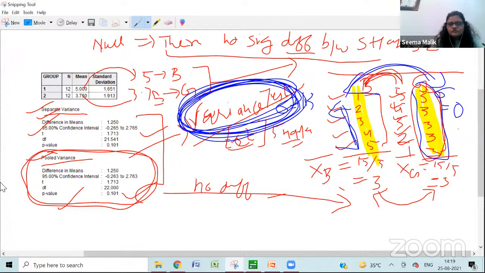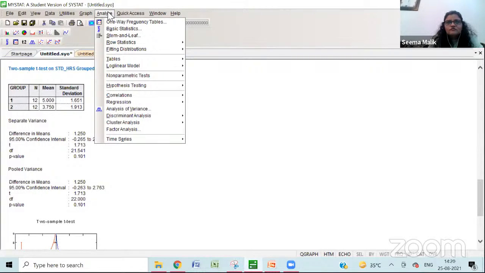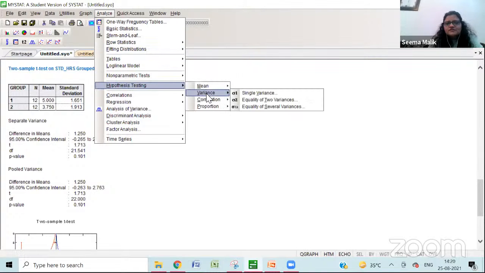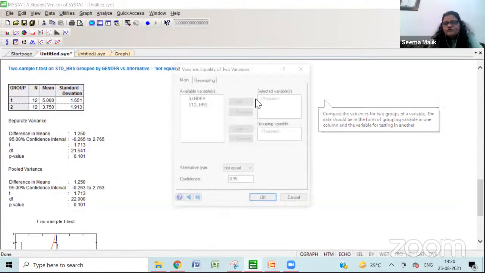So how are we going to perform this variance test? I'm going back to MYSTAT, in the same file, to analyze. These are the steps: analyze, hypothesis testing, variance. Whether two variances are equal or not, then equality of variance. You will have a short description over here: compare the variance for two groups of a variable. The data should be in the form of a grouping variable, and we have the data in that form. So I'm clicking here, equality of two variances.